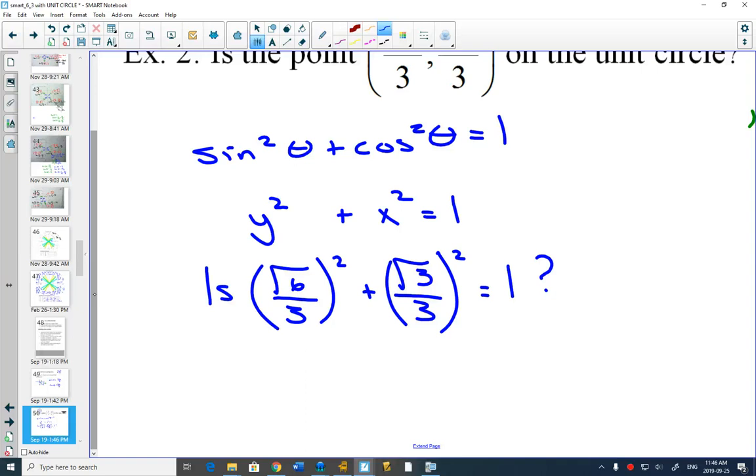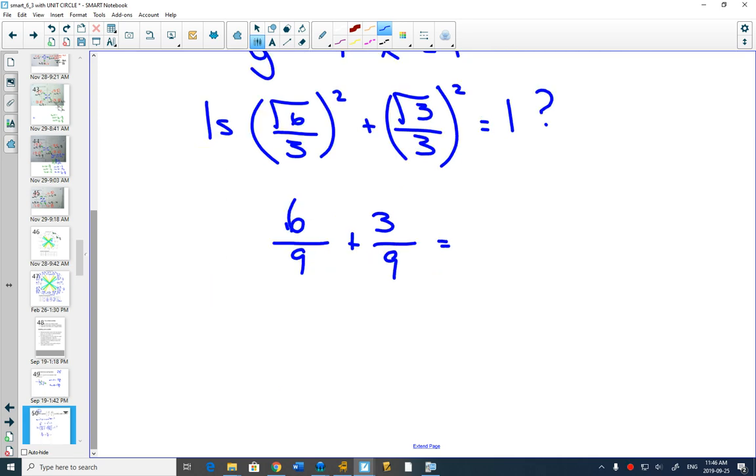If I check this, root 6 squared is 6 over 9. Root 3 squared is 3, 3 squared is 9. 6 over 9 plus 3 over 9 is 9 over 9. Oh, we were so close. We were supposed to get 1. Yes. That point is on the unit circle.